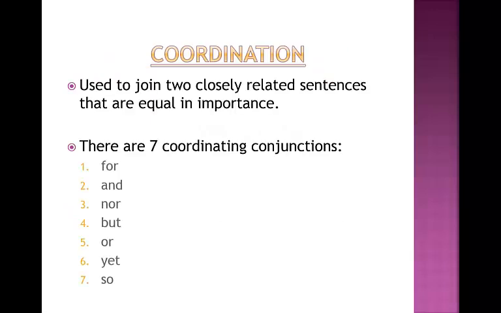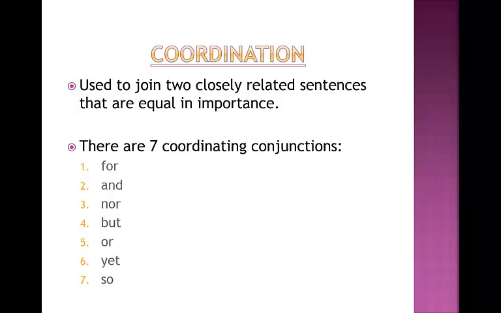Moving on to conjunctions. Conjunctions are words that are used to join sentences or ideas together. There are 2 kinds. Coordinating conjunctions are used to join closely related sentences that are equal in importance. And there are only 7, so I encourage you to commit these 7 to memory: for, and, nor, but, or, yet, and so. And if you look at the first letter of each of the words and put them together, it spells out FANBOYS. That's a good way to commit that to memory, a nice little mnemonic device.